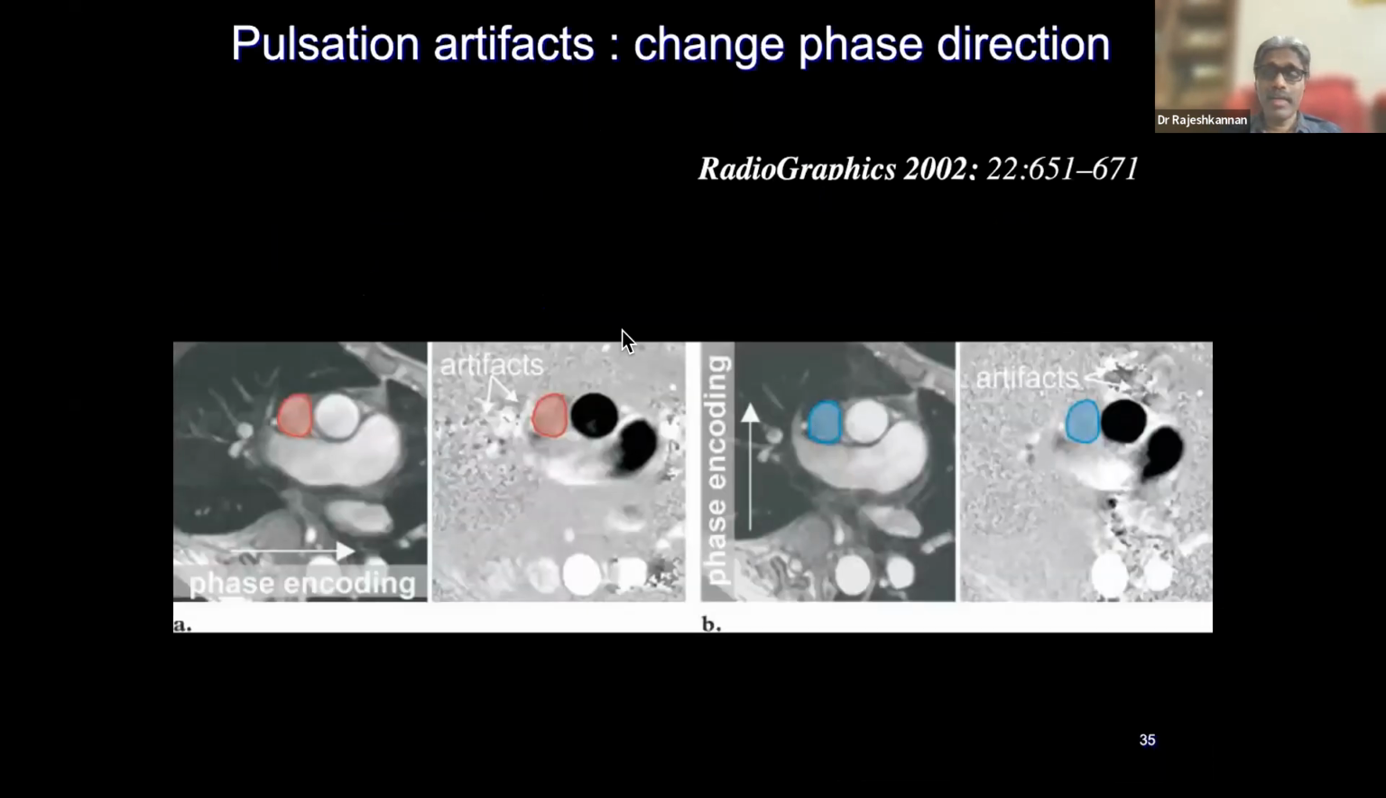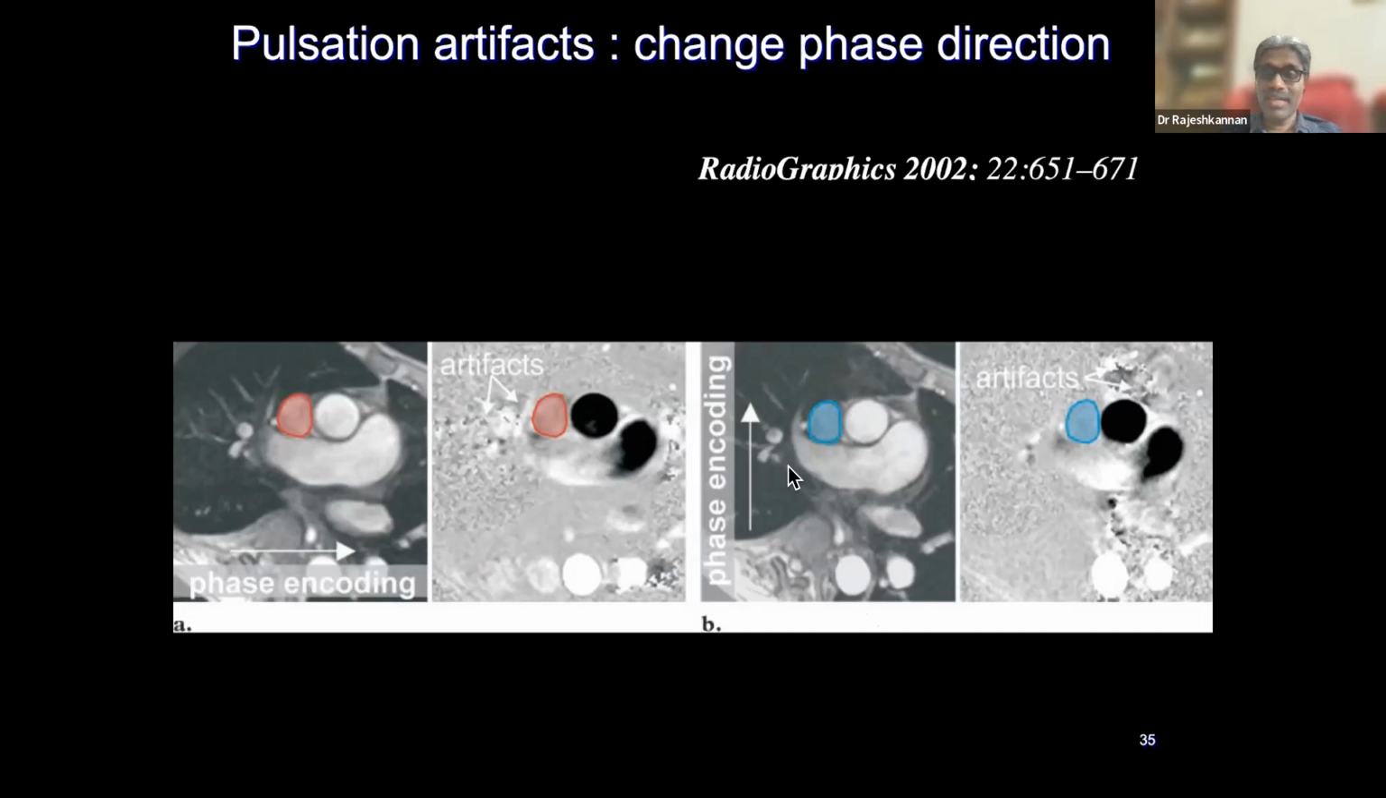Also, now you have to look for the pulsation artifact. For example, in this case the phase encoding direction was right to left, and if your area of interest is on the SVC, in this case there is a lot of pulsation artifact from the ascending aorta which is overlapping with the SVC. So in that case, what you can do is change the direction from right to left to anteroposterior. So you can see that there is no artifact occurring at the level of the SVC, so that the value of the SVC flow will be more accurate.